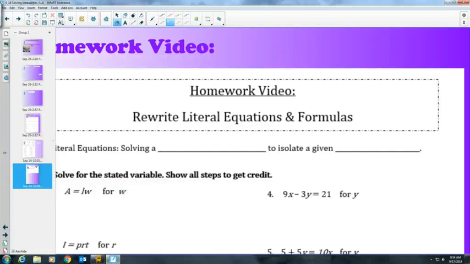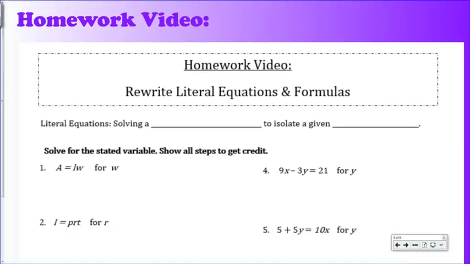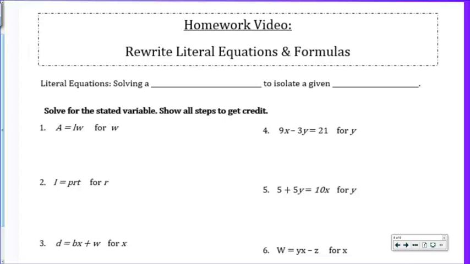Okay, these are your notes on rewriting literal equations and formulas. Literal equations is just when you're given a formula or an equation and you're rearranging it for a specific variable. So literal equations, solving a formula or an equation to isolate a given variable. Now, your solutions for literal equations are not going to be numeric solutions. You're just rearranging so that you can isolate any specific variable that they ask you to.